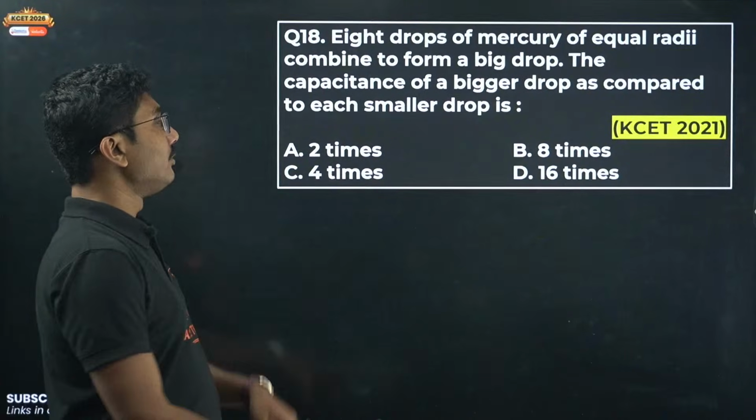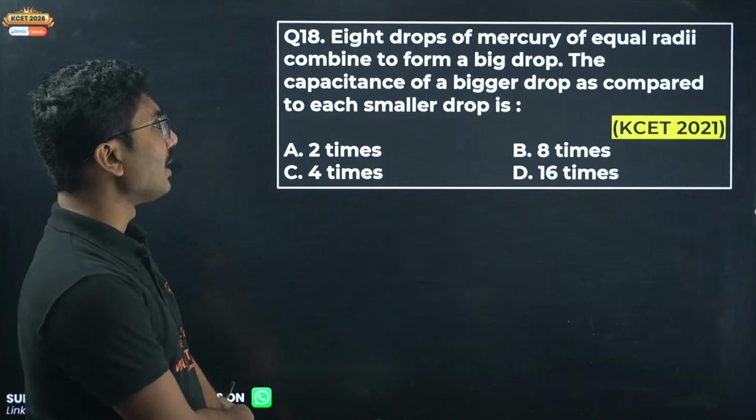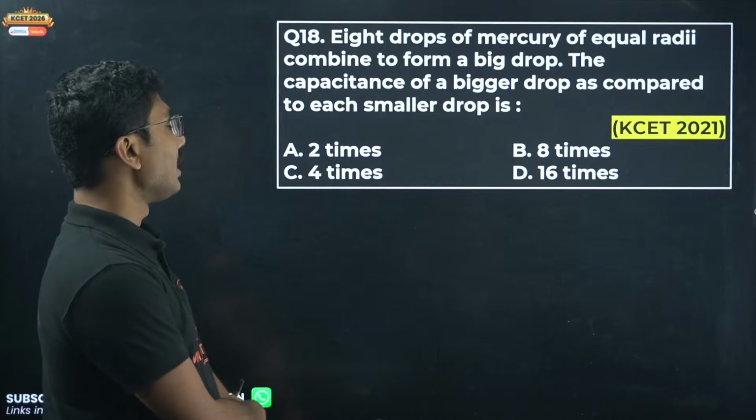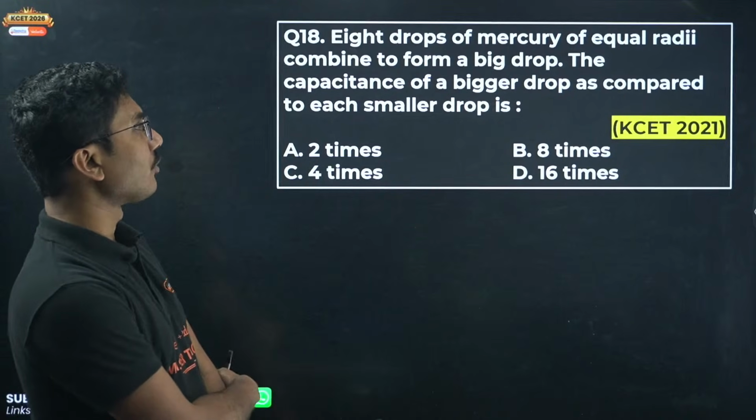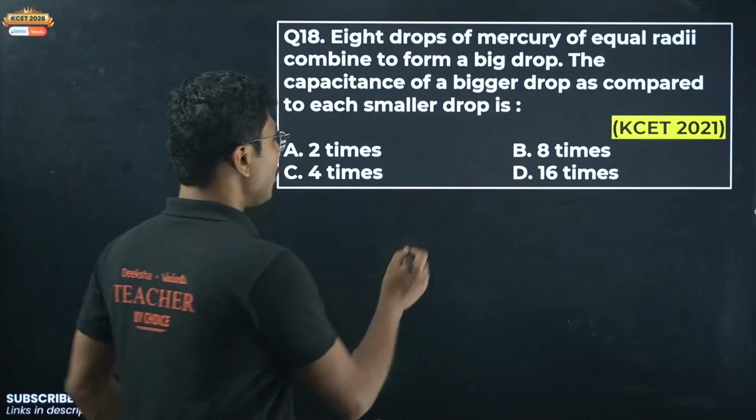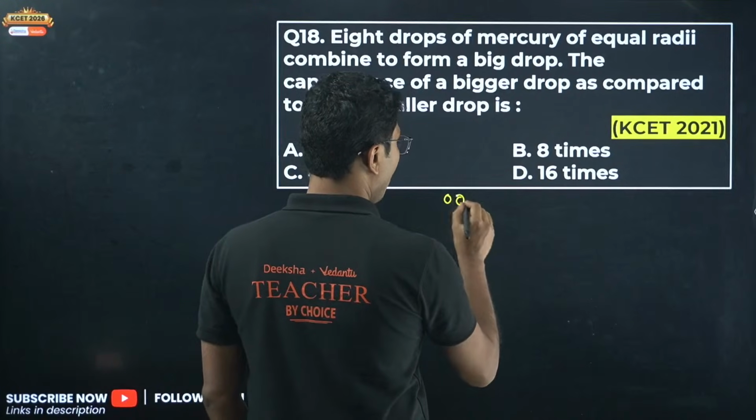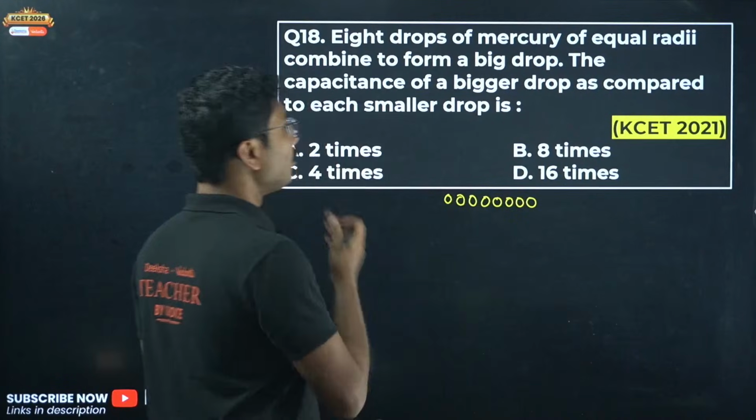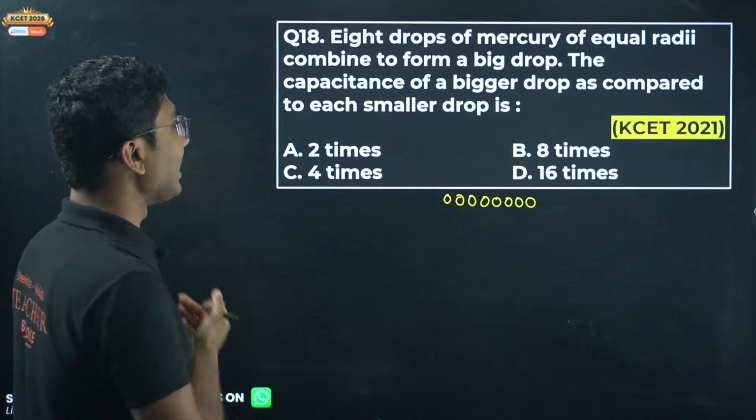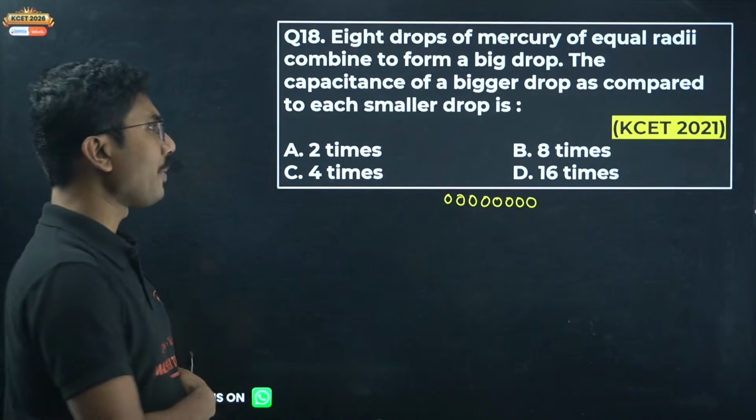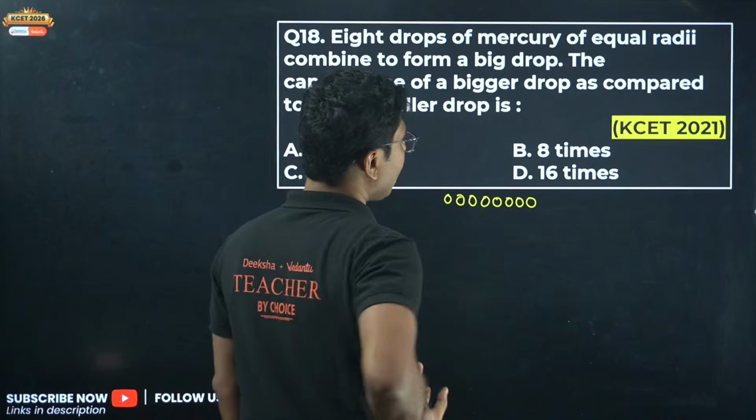Next, 8 drops of mercury of equal radii combine to form a big drop. The capacitance of a bigger drop as compared to each smaller drop is. So here we have 1, 2, 3, 4, 5, 6, 7, 8. 8 drops of mercury of equal radii combine to form a bigger drop. The capacitance of a bigger drop as compared to each smaller drop is.